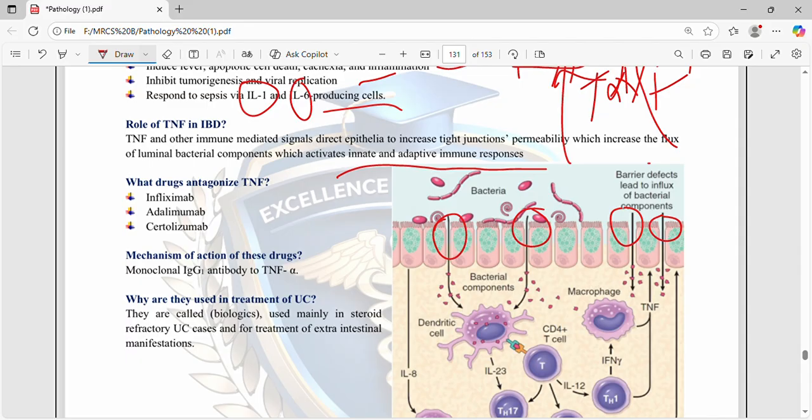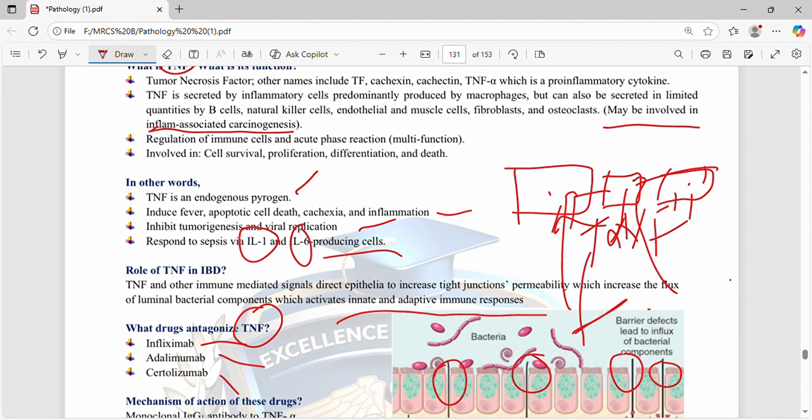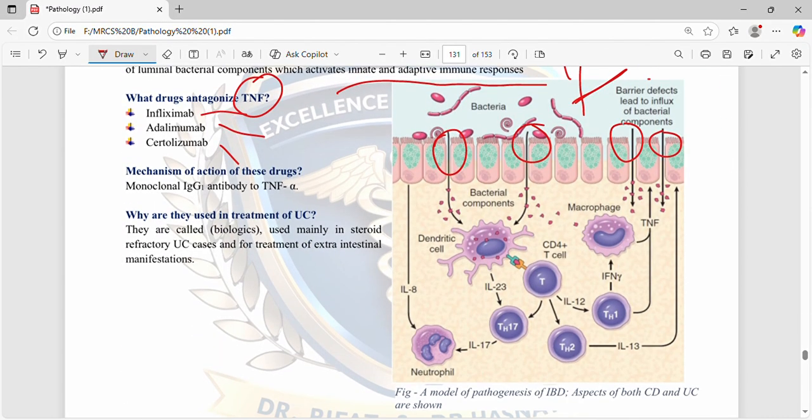So what drugs antagonize TNF? That's why we use infliximab, adalimumab, certolizumab in inflammatory bowel disease to stop TNF, so that it will not cause this thing or this thing, which I discussed. Mechanism of action of these drugs: they are monoclonal antibodies, IgG1 antibodies to TNF. So they destroy TNF or block TNF.